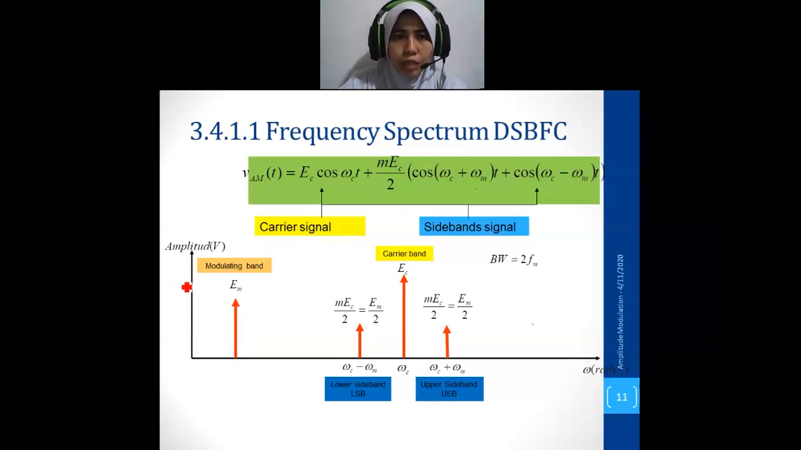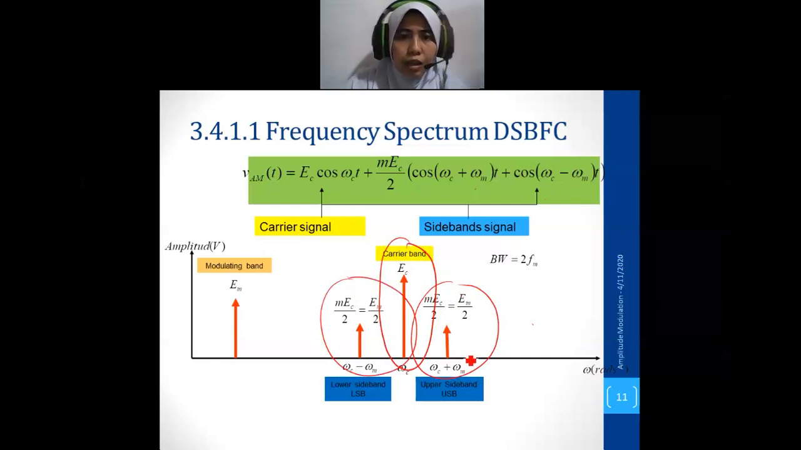We want the y axis to be amplitude, and the x axis to be the frequency. So we have the carrier band, upper side band, and lower side band. And for the upper side band, the frequency is omega C plus omega M, and the amplitude is MEC over 2 or EM over 2. This is the bandwidth of DSB-FC. So the bandwidth equals 2 FM, because this one is the same as FM.